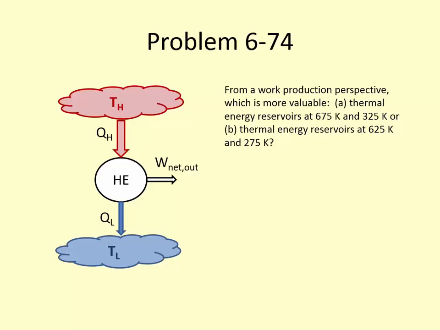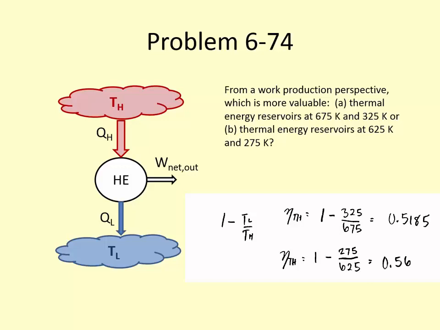Okay. So thermal efficiency is equal to 1 minus T_L over T_H. So for part A, we have 1 minus 325 over 675, which gives us 0.5185. And for part B, we have 1 minus 275 over 625, which gives us 0.56. Okay, so B is a more efficient combination of reservoirs.